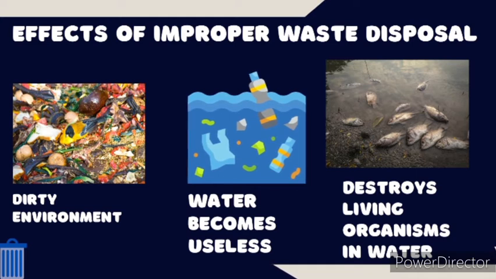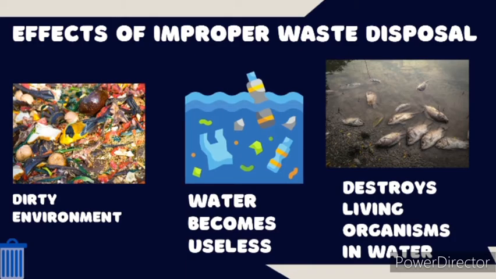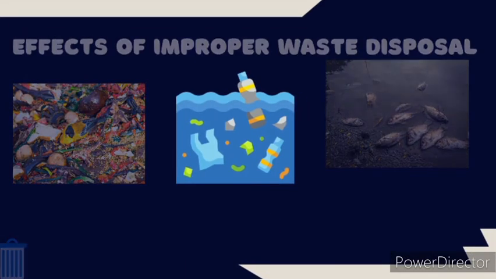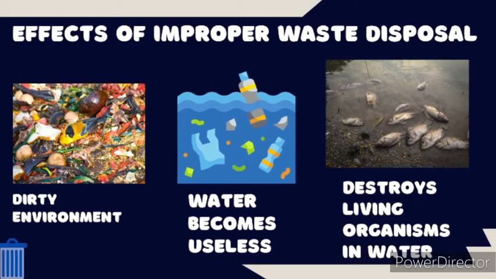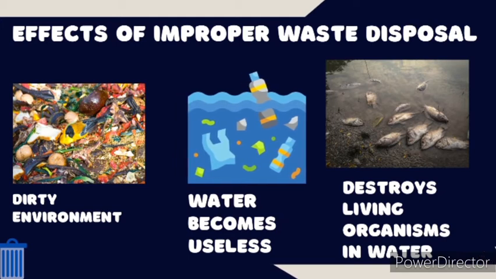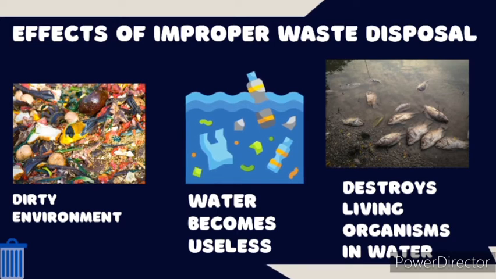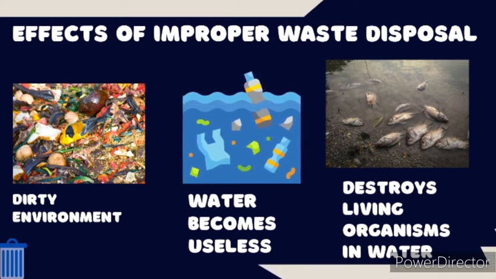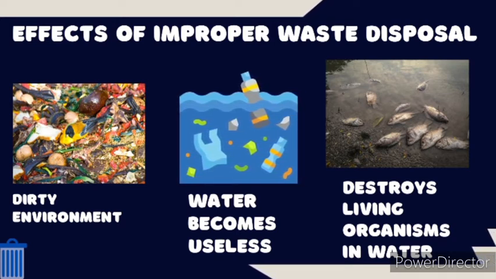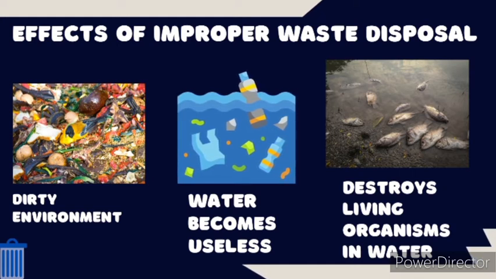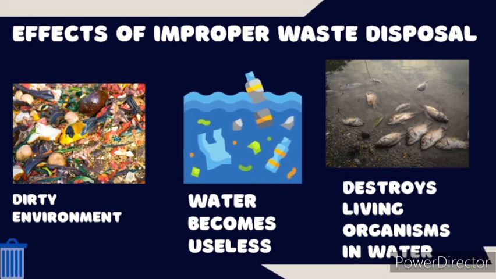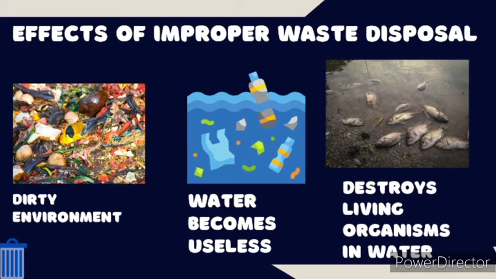Then we have dirty environment. It can cause our environment to be dirty and make it look unkept. Then we have water becomes useless. It makes our water useless because polluted water cannot be used for drinking or washing. Then it can destroy living organisms in the streams or rivers due to the pollution of the water bodies. Fishes and other living organisms in the rivers or streams can die.